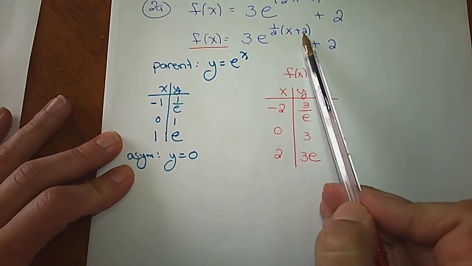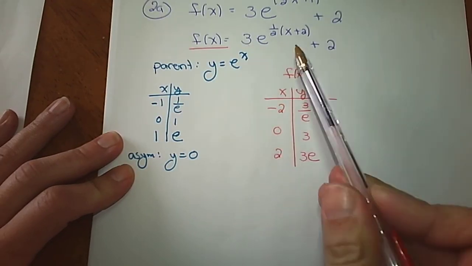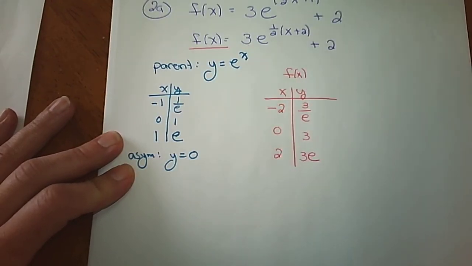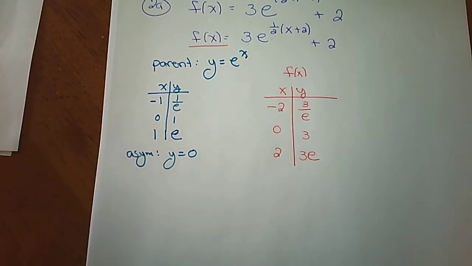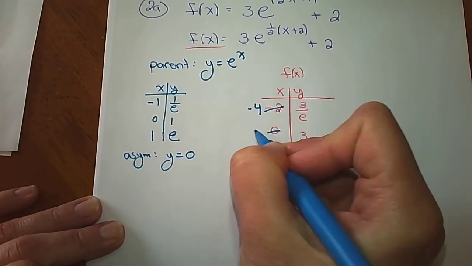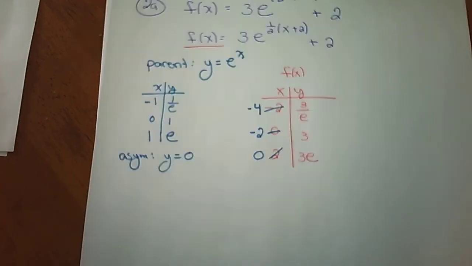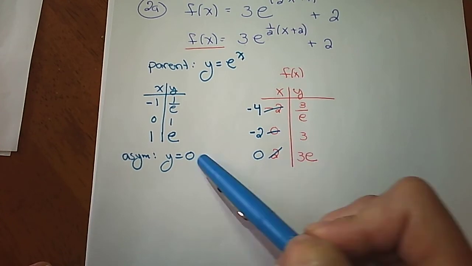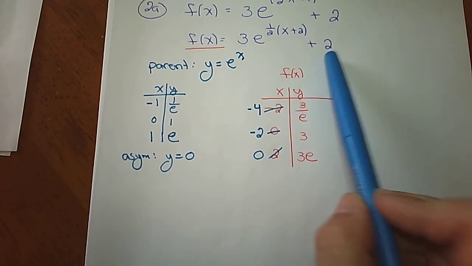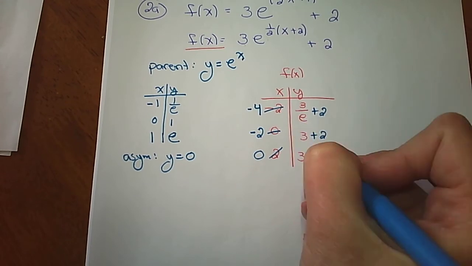Then x plus 2 comes along. Now from these, I'm going to subtract 2. So this would become negative 4, this would become negative 2, and this would become 0. So I'm shifting it 2 to the left. Everything's moving back 2. And then I'm going to add 2 onto each of these.